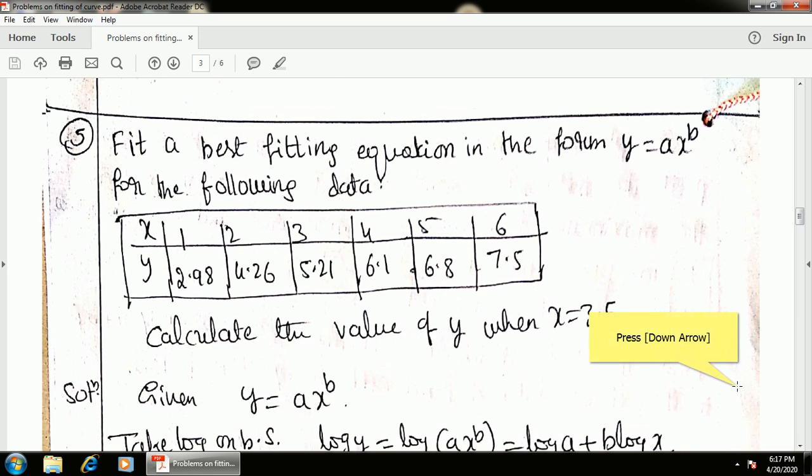Fit a best fitting equation in the form y is equal to a into x to the power of b for the following data. Such an equation is known as an exponential equation. X and y values they have given. And also calculate the value of y when x is equal to 3.5, they asked. Given y is equal to a into x to the power of b.